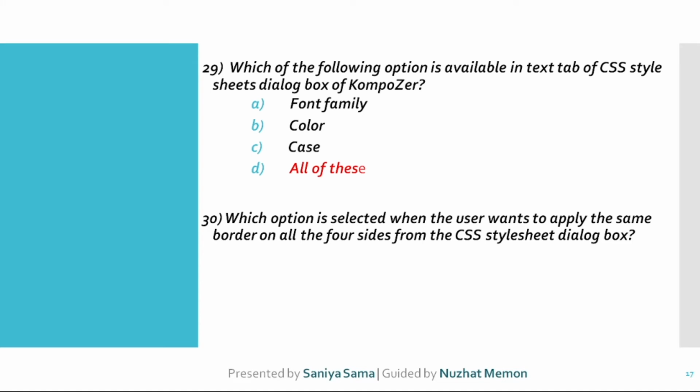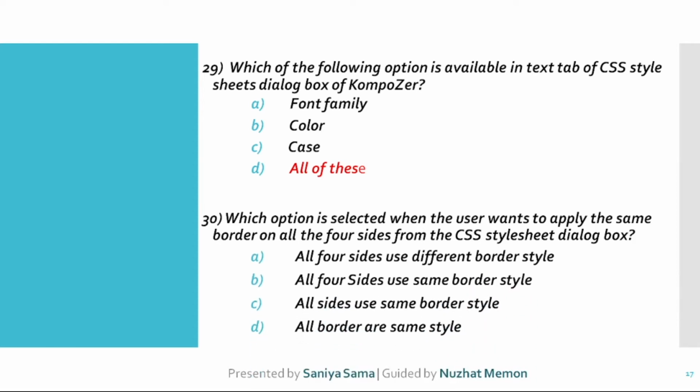30. Which option is selected when user wants to apply the same border on all the 4 sides from the CSS style sheet dialog box? Option A, all 4 sides use different border style. Option B, all 4 sides use same border style. Option C, all sides use same border style. Option D, all border are same style. The answer is all 4 sides use same border style.